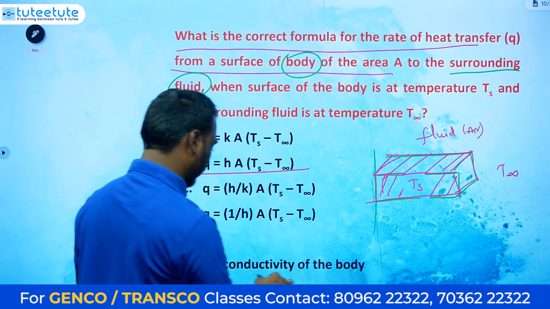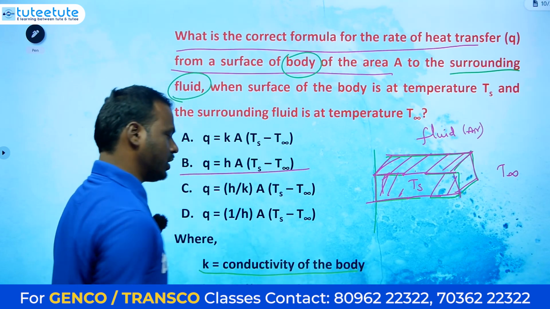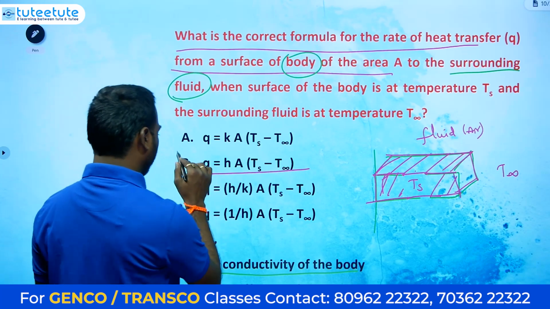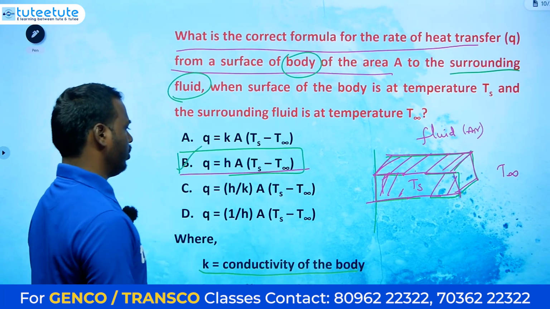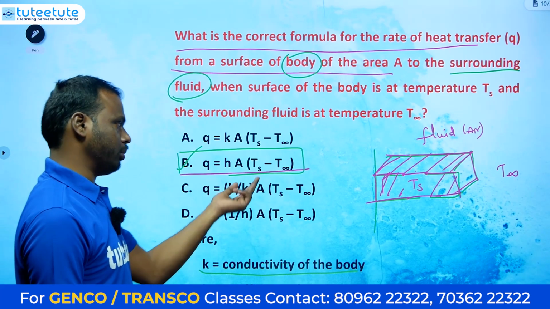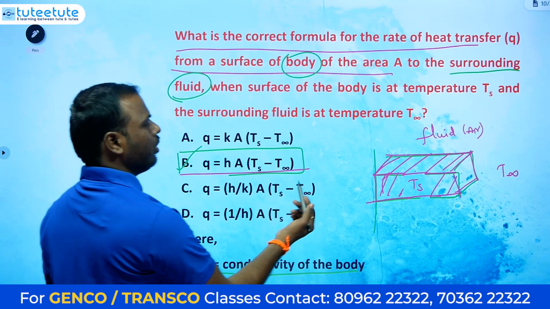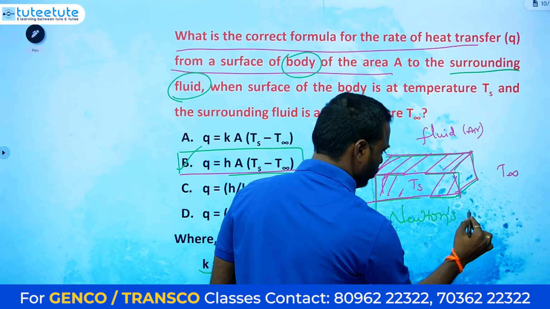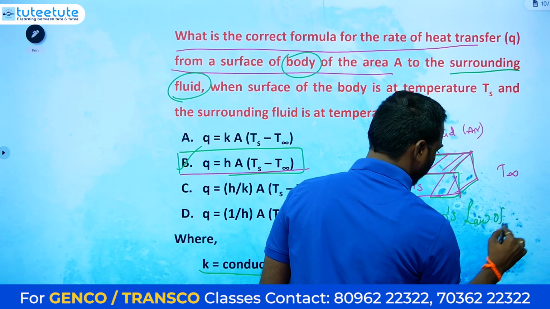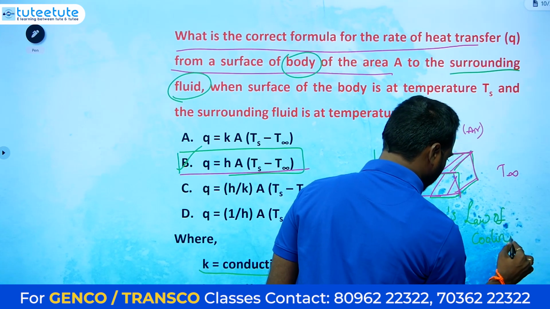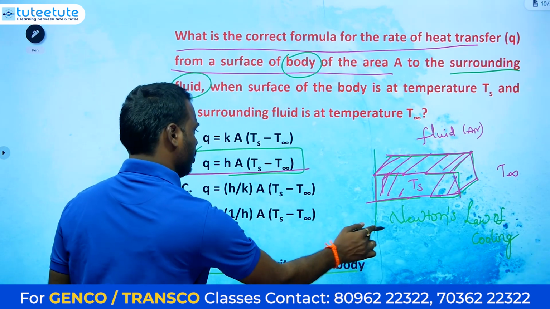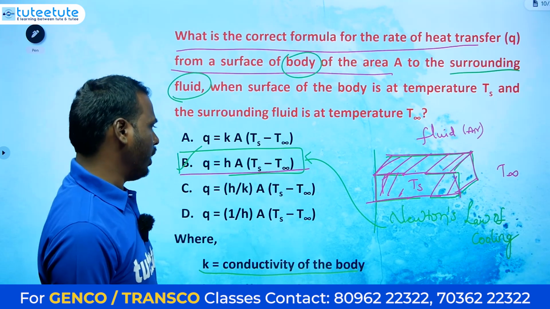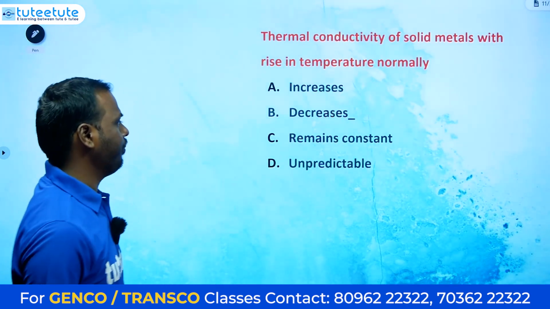Here K is the thermal conductivity of the body, and H is the coefficient of convection. So the answer will be this one: Q is equal to HA delta T, or Ts minus T infinity. This is Newton's law of cooling. The equation name is Newton's law of cooling, which is Q is equal to HA delta T, Ts minus T infinity.